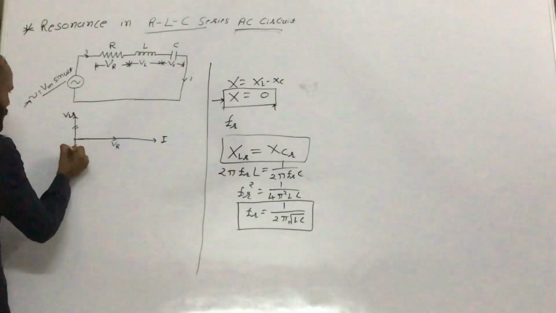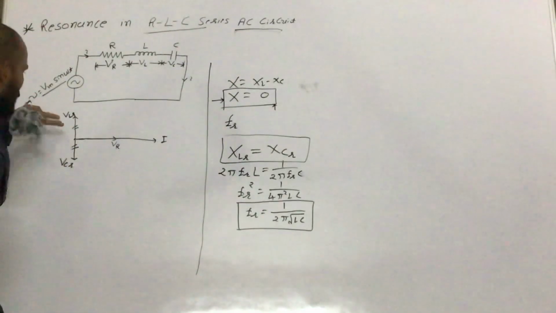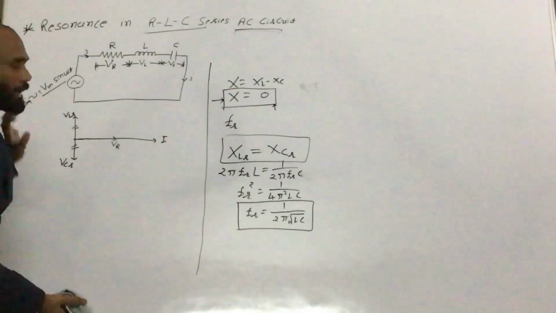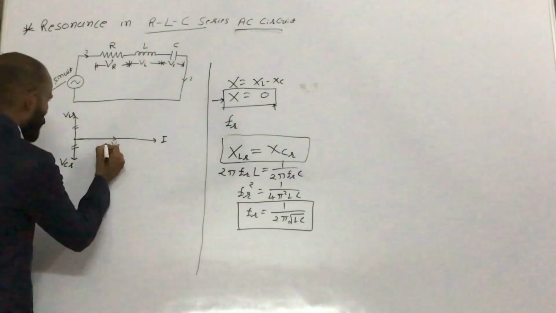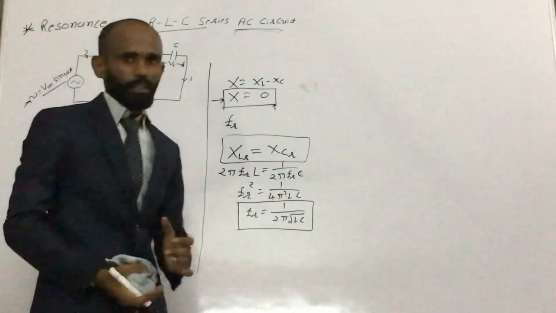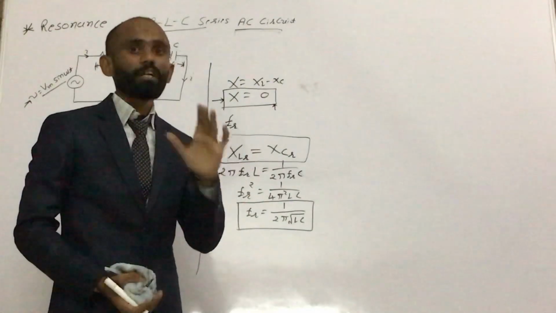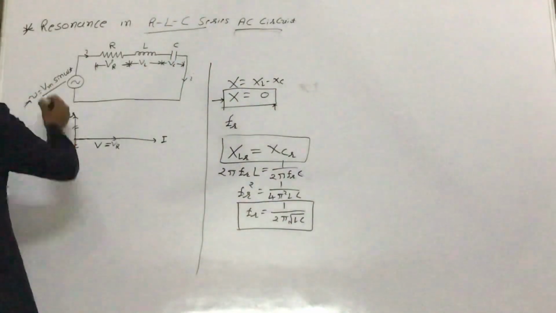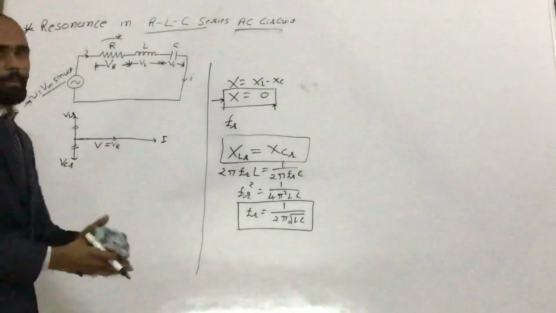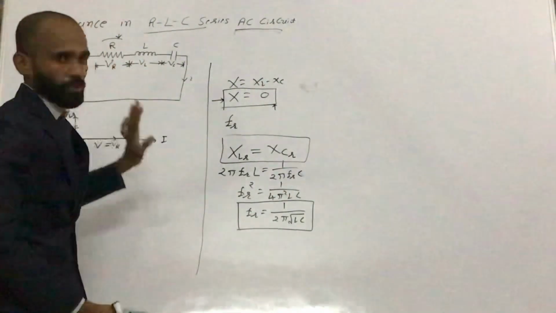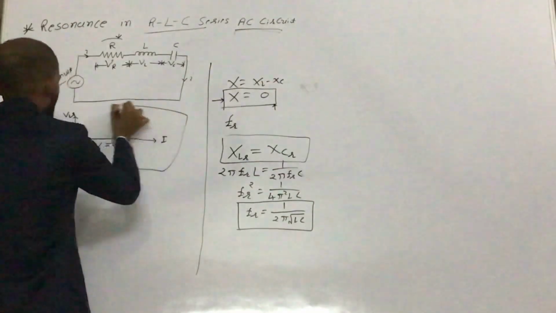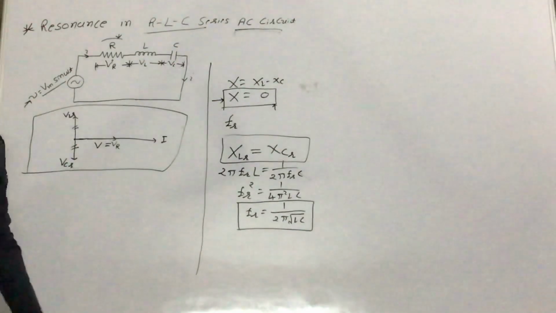Now both are in opposite direction. So both voltages cancel out. So the resultant voltage of these two voltages, VL and VC, is 0. So whole voltage V is equal to VR. So under resonance condition, when the RLC series circuit is under resonance, then whole applied voltage appears across the resistance only. So this is the phasor diagram of RLC series circuit under resonance condition.